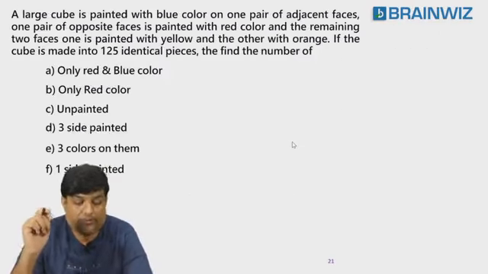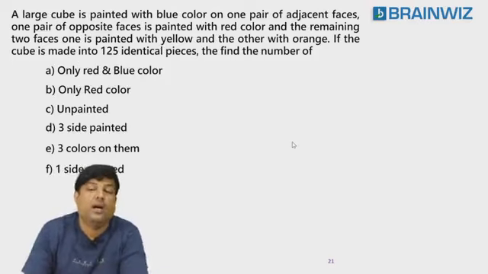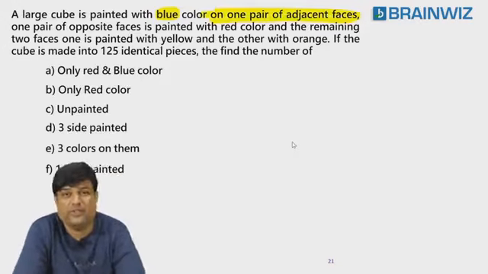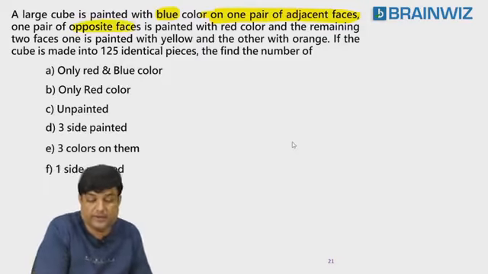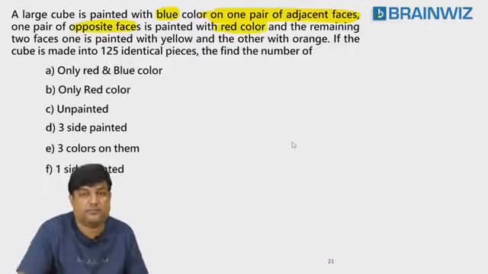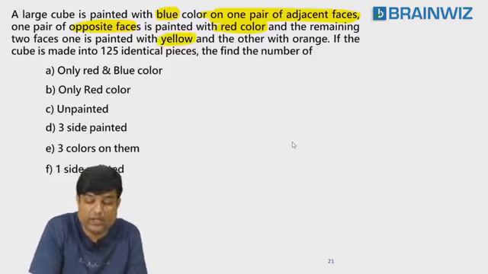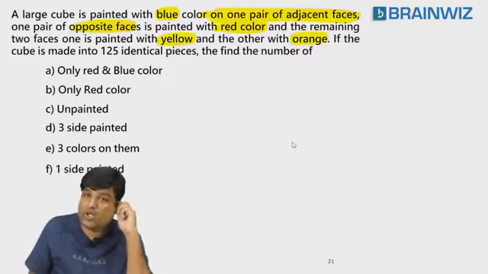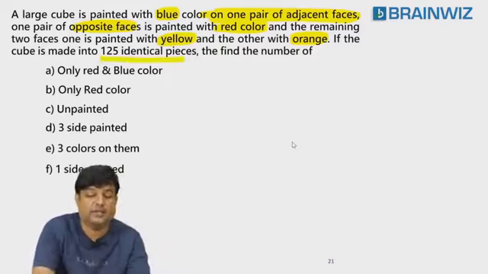Okay. Now here we are taking multicolor. What did it say in this question? Listen. A large cube is painted with blue color on one pair of adjacent faces. Not all the faces. One pair of adjacent faces is blue color. And one pair of opposite faces he painted with red color. Means the opposite faces, you all know that. And of the remaining two faces, one is painted with yellow and the other is painted with orange. Following everybody? And the cube is made into 125 identical pieces.